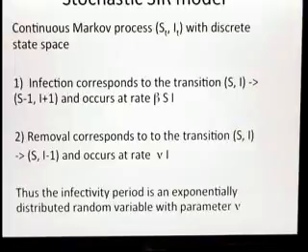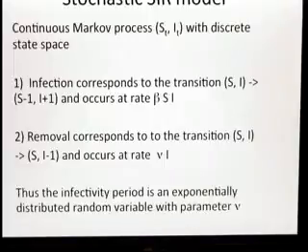So we have S of t, I of t, random variables for all time, and the process is given by axioms 1 and 2. An infection corresponds to a transition from S, I to S minus 1, I plus 1. If somebody becomes infected, you have one less susceptible in the population and one more infected, of course. And the stipulation is that this occurs at rate beta times S I.